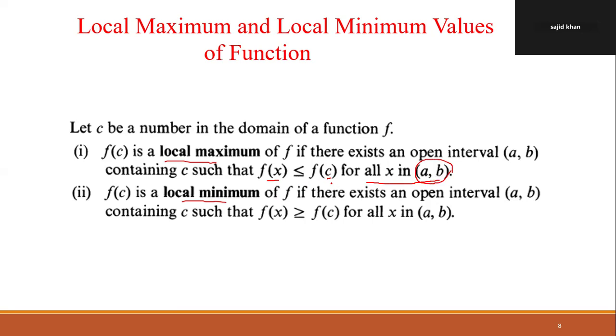So in short, what is the difference between global or absolute extreme values and local extreme values? Local extreme values mean that the function value is minimum or maximum compared to the neighborhood values only, but absolute maximum or global maximum or minimum means that the function value is small or large over the entire interval, over the complete domain. So that is basically the difference between local and global extreme values.